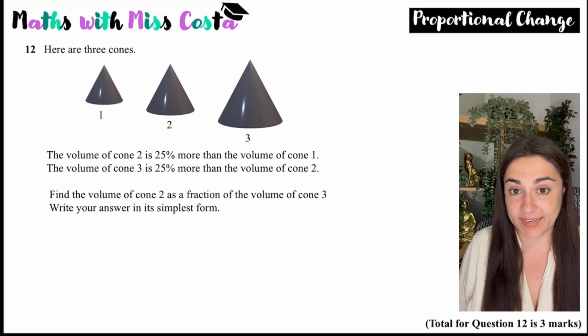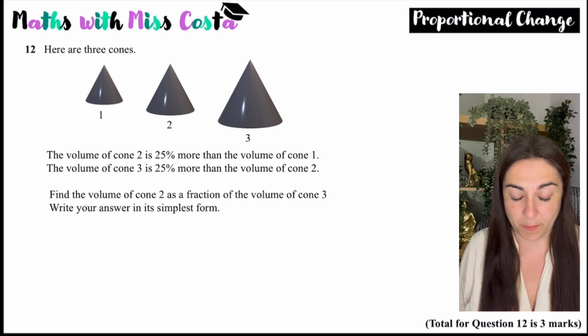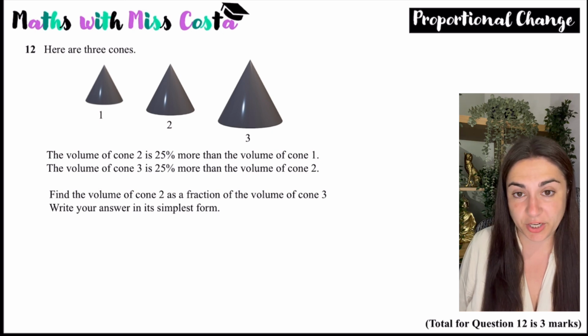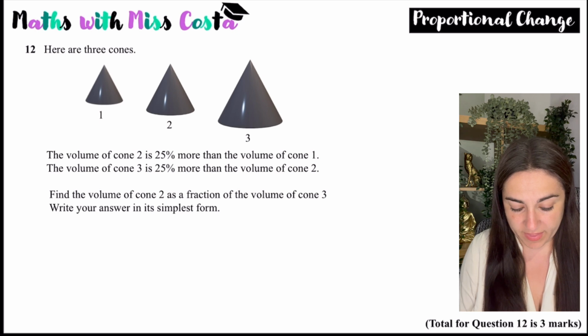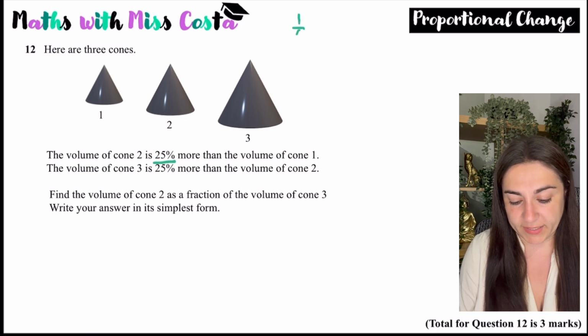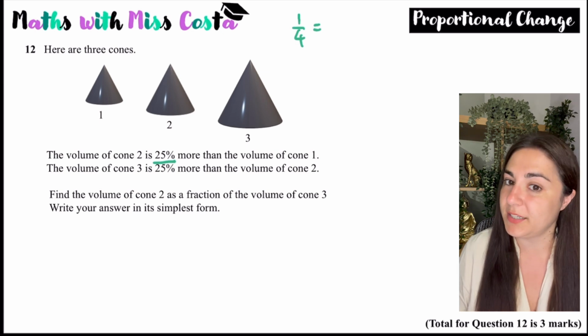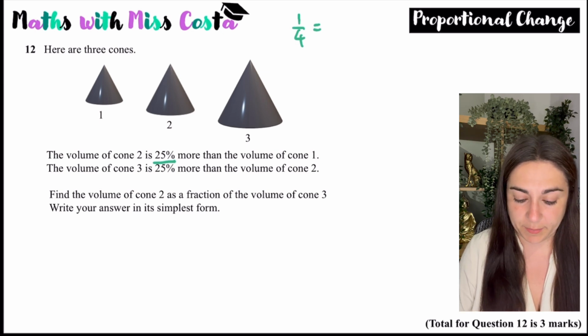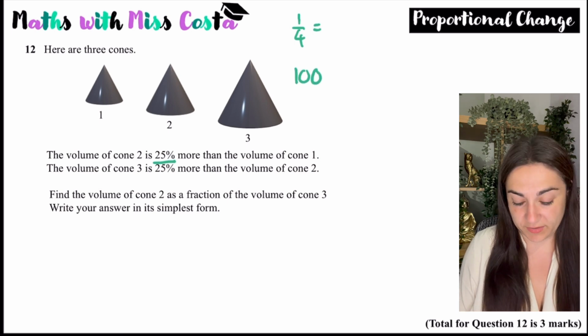or you could just give each cone a random number. So you could say the volume of cone 1 is 10 centimeters cubed. You could say it's 100. You could say it's 400. I noticed that the volume of cone 2 is 25% more. To work out 25%, you know it's a quarter of something, so you're dividing it by 4. So I'm probably going to want to choose something that's easily divisible by 4. So perhaps you might choose 100. Then you know 25% more is 25.